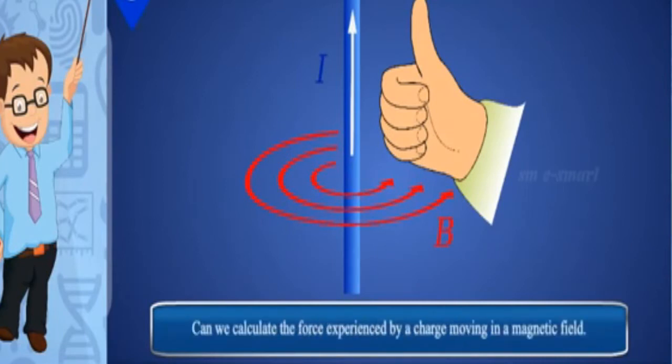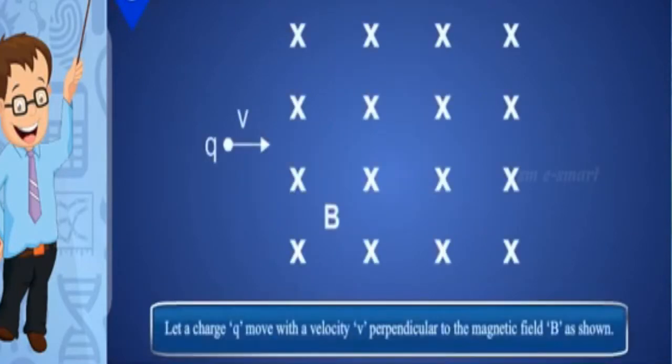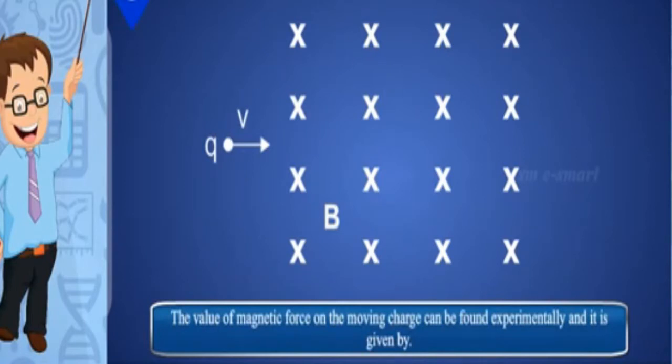Can we calculate the force experienced by a charge moving in a magnetic field? Let a charge Q move with a velocity v perpendicular to the magnetic field B as shown. The value of magnetic force on the moving charge can be found experimentally, and it is given by F equals QvB. Magnetic force on the charge is the product of three quantities: charge, speed, and magnetic flux density.